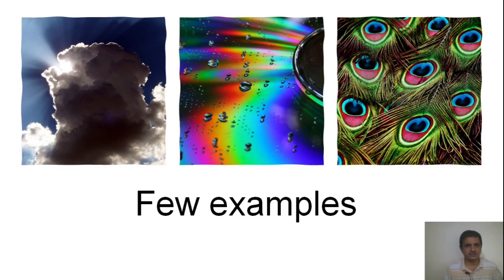Here, the silver lining shown in the clouds is an example of diffraction, or the CD, compact disc, reflecting sharp spectrum or sharp color is also an example of diffraction. And these are the structural colors of peacock feathers, which are also an example of diffraction of light.